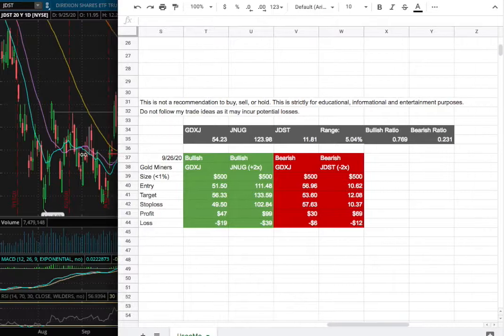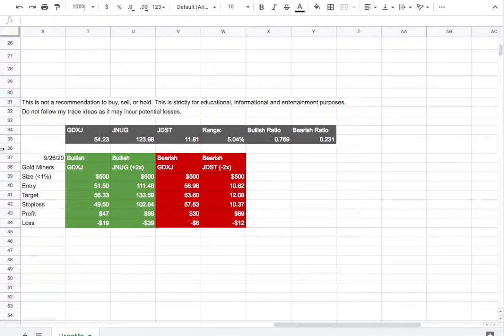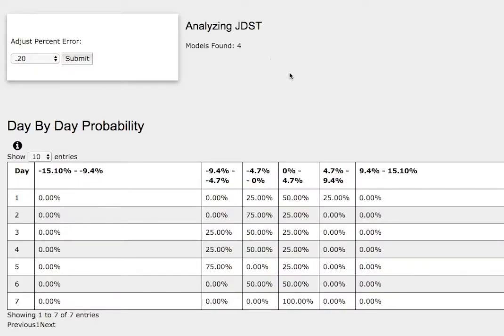So how did I develop these trade ideas? It all comes from the day-by-day probability model, which is available in the link below, so do check it out. As we progress to the 5th day or week of trading, we have a 25% chance for JDST to climb between 0 to 5%, and to the downside, we have a 75% chance for JDST to fall between negative 5% to negative 9%.